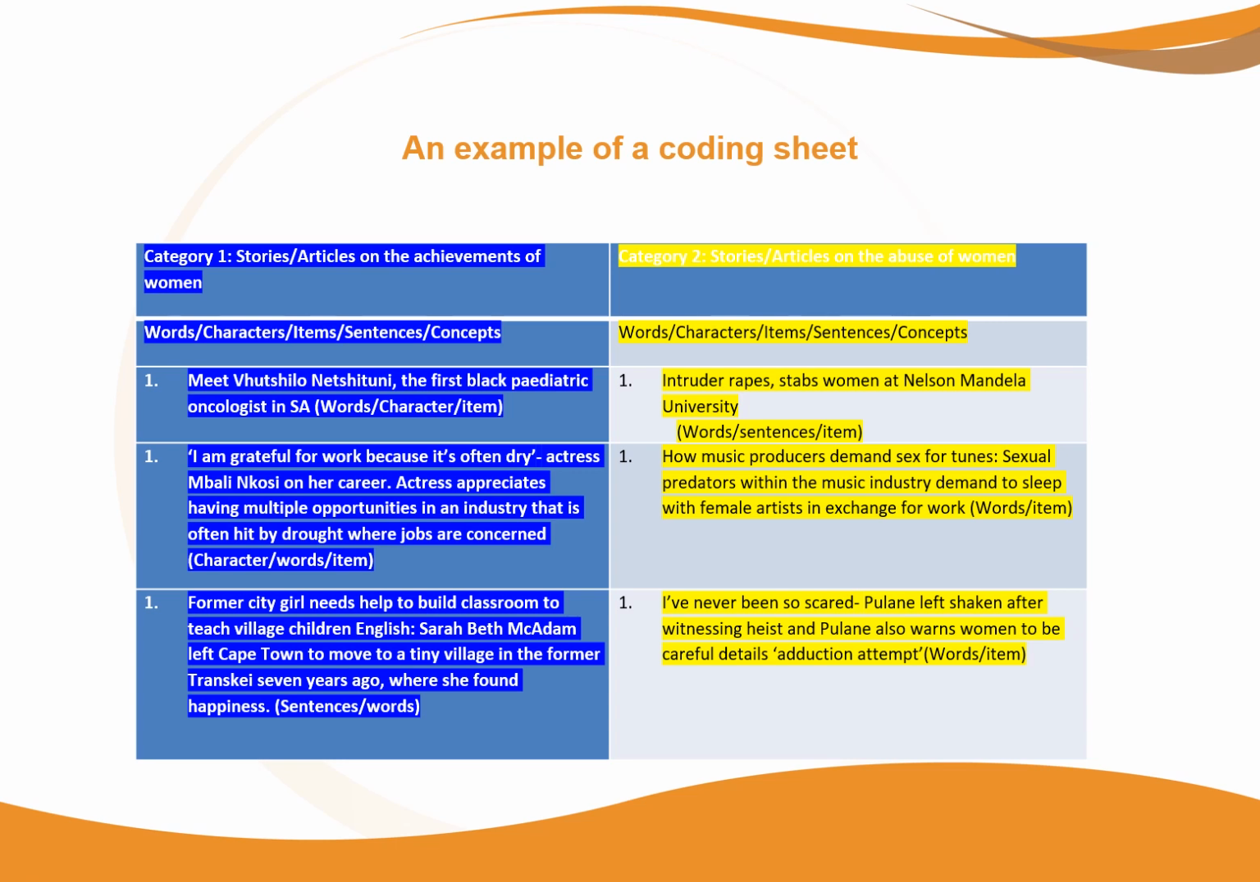Also she had this in relation to this unit, and this unit was placed in this category as well. On category 1, these were the units of analysis, and this is how she coded the data involving this category. And for category 2, this is how she coded. Also she used words, characters, items, sentences and concepts as the units of analysis, and these are the units that she placed into this category. So this is an example of a coding scheme or coding sheet that you can use for your own study.